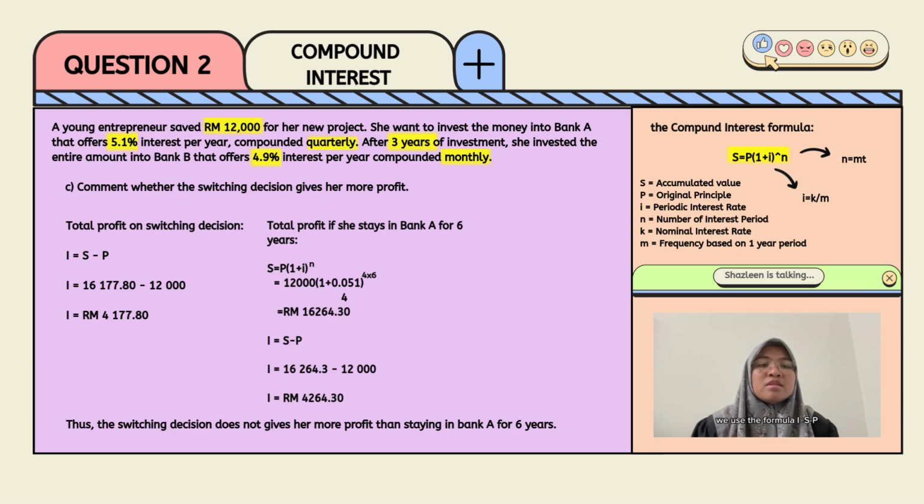Question 2C, comment whether the switching decision gives her more profit. To calculate the profit, we use the formula I equals S minus P. So the profit on the switching decision is I equals 60,177.8 minus 12,000, which equals 4,177.8. If she stays in Bank A for 6 years, the amount accumulated is RM60,264.3. The total profit if she stays in Bank A for 6 years is RM60,264.3 minus 12,000, which is equal to RM4,264.30. So the switching decision does not give her more profit than if she stayed in Bank A for 6 years.